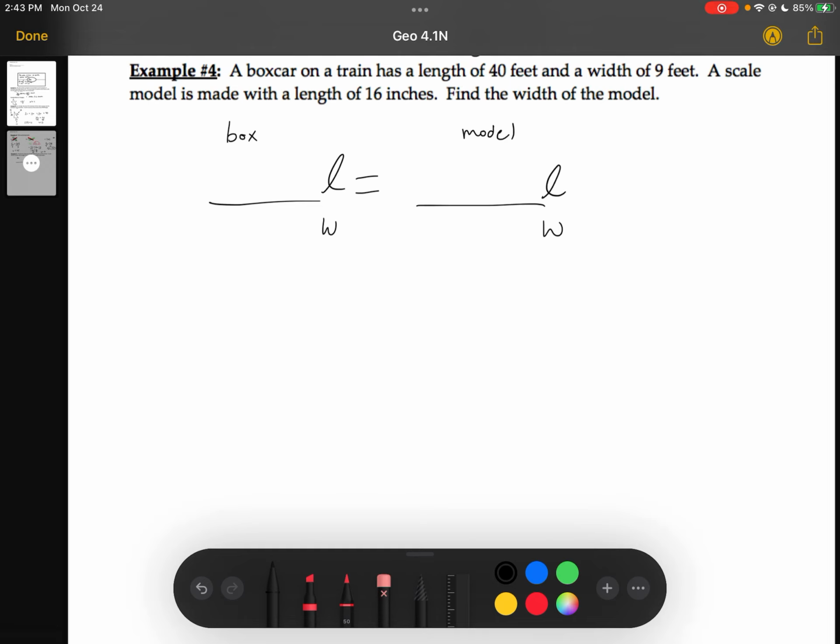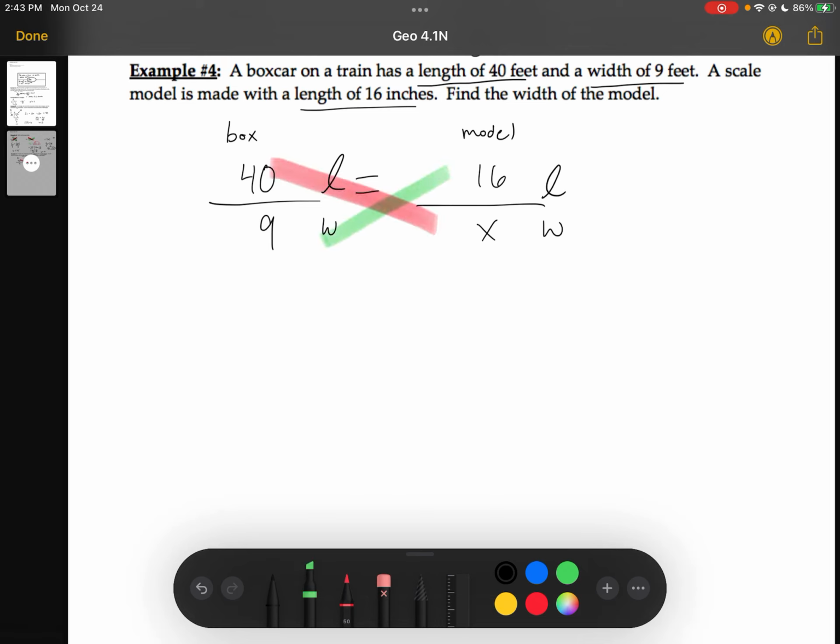So as a setup, only dimensions from the actual boxcar can go on the left, and on the right, only dimensions from the model. So you have to make sure you keep those things separate. Same thing with putting the lengths on the top and the widths on the bottom. So length of the real boxcar is 40, its width is 9. And for the model, the length is 16, but we don't know the width, so that's where x comes in.